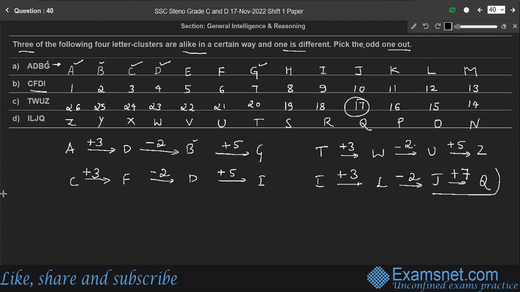Here, the third letter plus 7 is the fourth letter. In the remaining options, the third letter plus 5 gives the fourth letter. Therefore, option D doesn't follow the same logic, which is the odd one. Option D is the right answer.